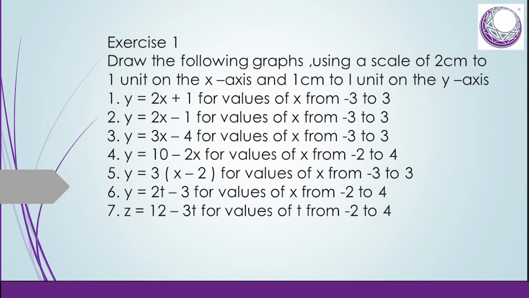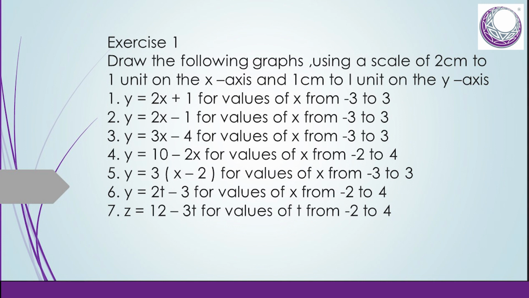Number 6, y = 2t - 3 for the values of t ranging from -2 to 4, a point of correction, right? And then number 7, z = 2 - 3t for the values of t ranging from -2 to 4.